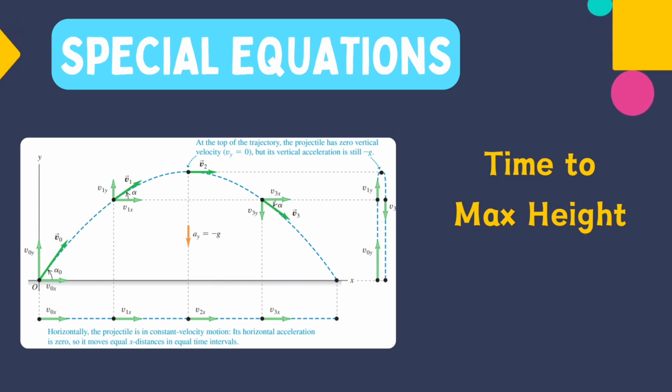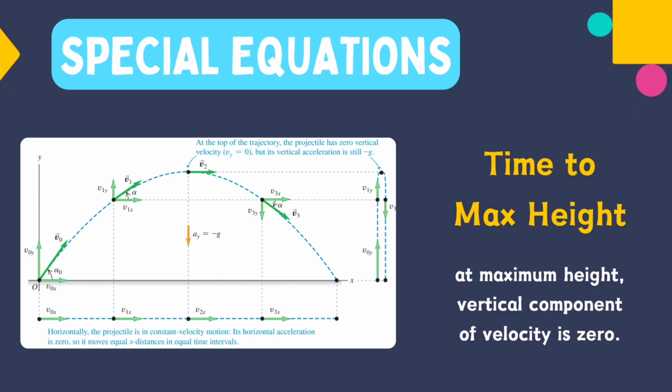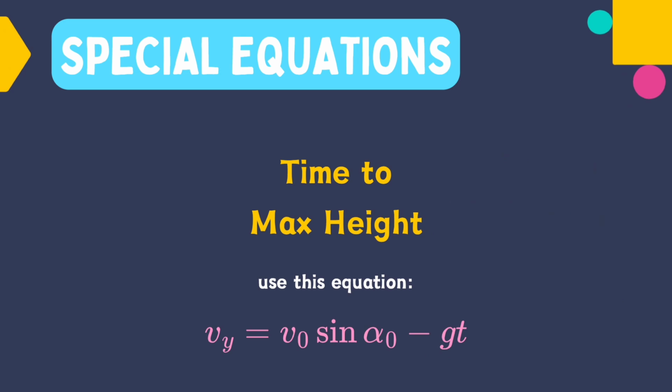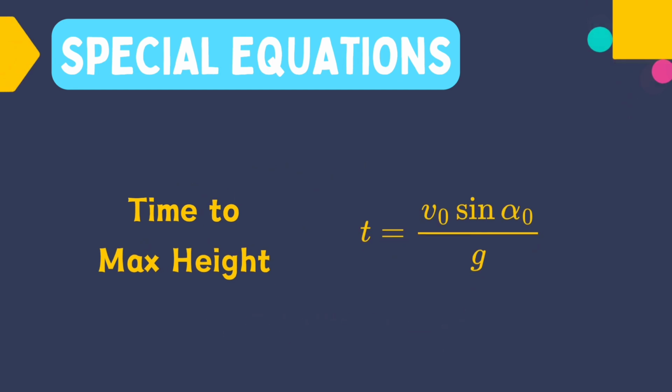Here, we need to leverage the insight that at maximum height, the vertical component of velocity is 0. Indeed, this is what we see in the diagram at the top of the parabola. So, this tells us that we need to use our equation for vy, setting it equal to 0 and solving for t. This gives us that t equals v0 sine α0 over g.